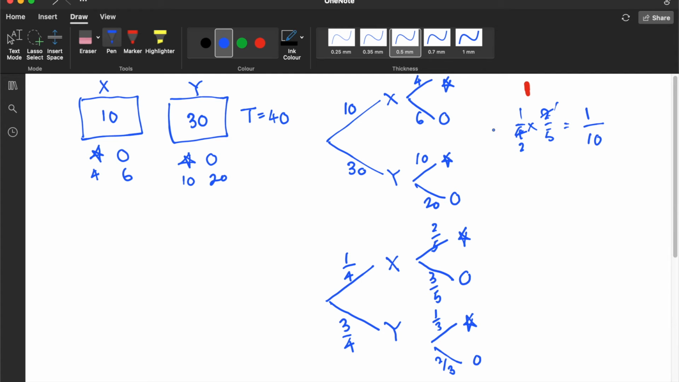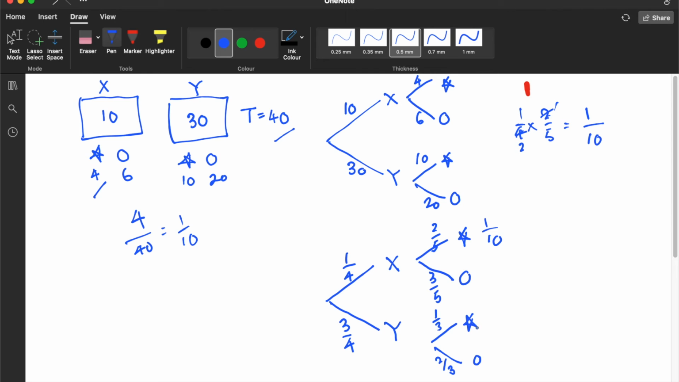How do you think we can get 1 over 10? The number of stars in box X is 4, and the total number is 40. So the fraction of stars that come from box X over the total number of shapes is actually 4 over 40, or 1 over 10. Right? So actually this number, multiplying 1 over 4 and 2 over 5, gives us the fraction of stars that come from box X out of the total number of shapes.